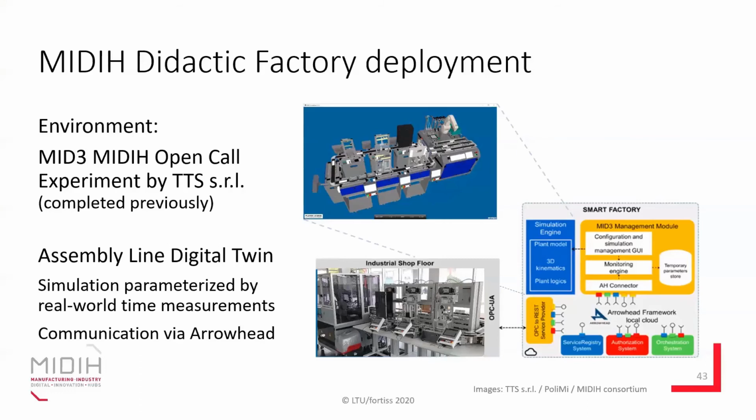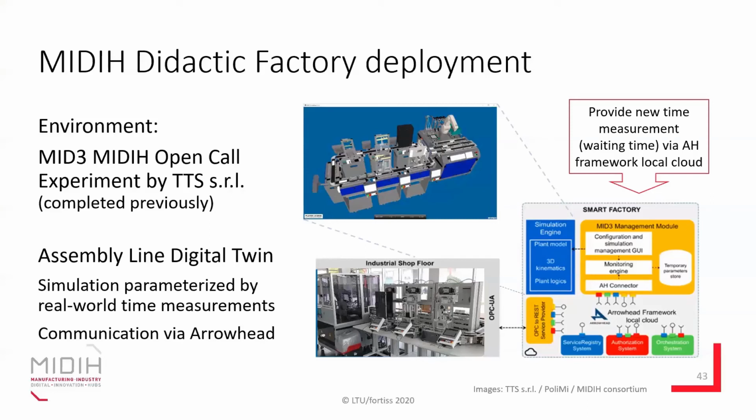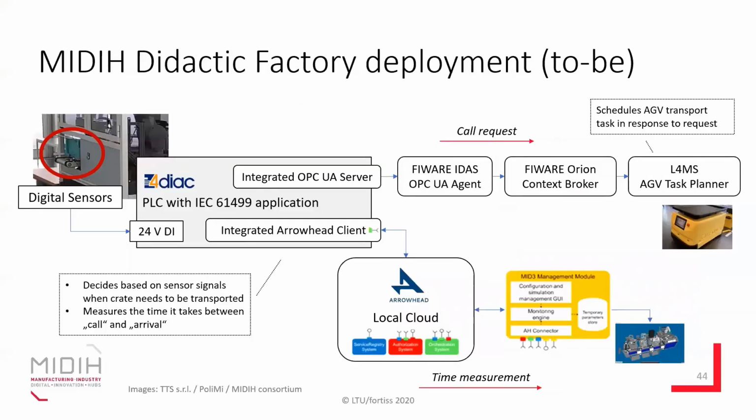This enables the simulation engine to then use these time measurements for a more realistic simulation. So what we want to do here is to take the new time measurements, how long it takes for the crate to be replaced after the AGV has been called, the time measurement provided by our 4diac PLC, and supply it through the Arrowhead framework to offer it to the simulation. And this is how all the components will play together.